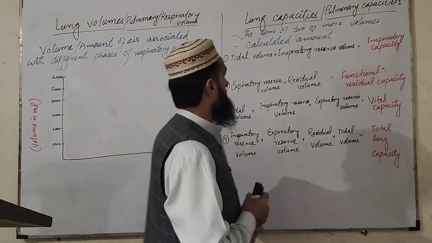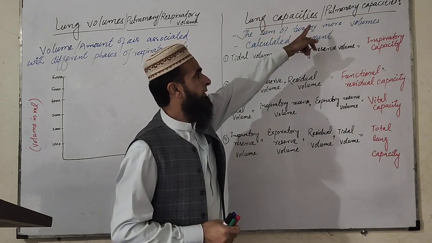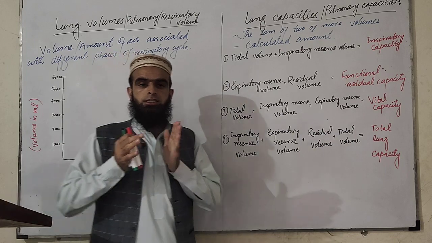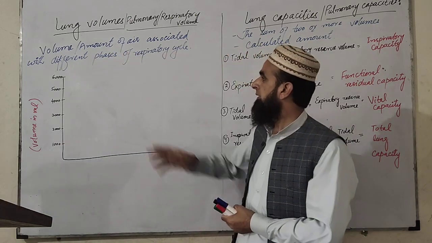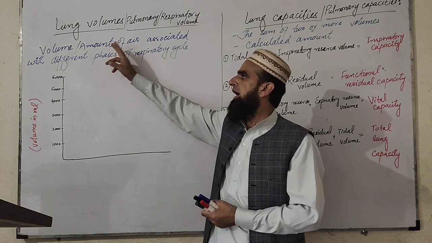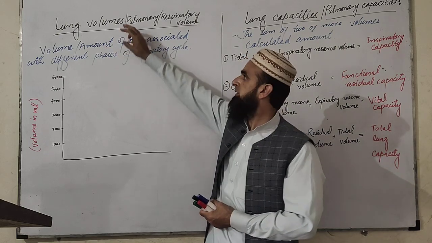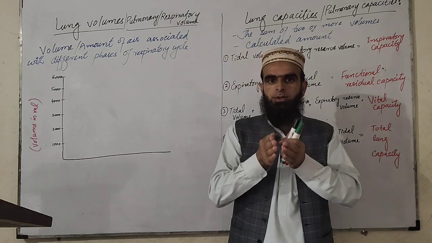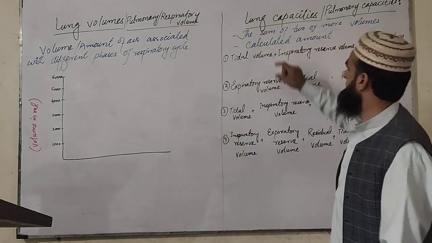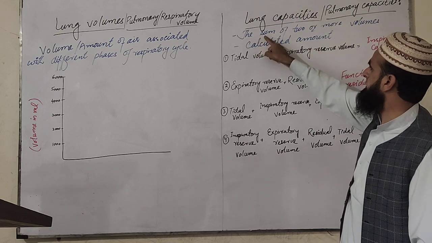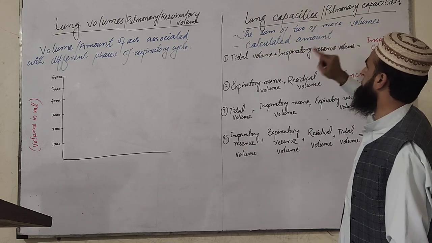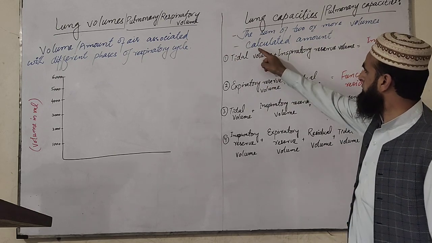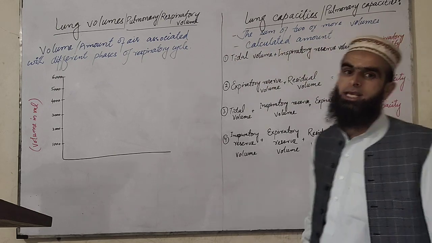On the other hand, the lung capacity, which may also be called the pulmonary capacity. What does it mean? This is a sum of two or more than two volumes. When two or more lung volumes are summed up, their calculation results in the lung capacities. It is basically a calculated amount.